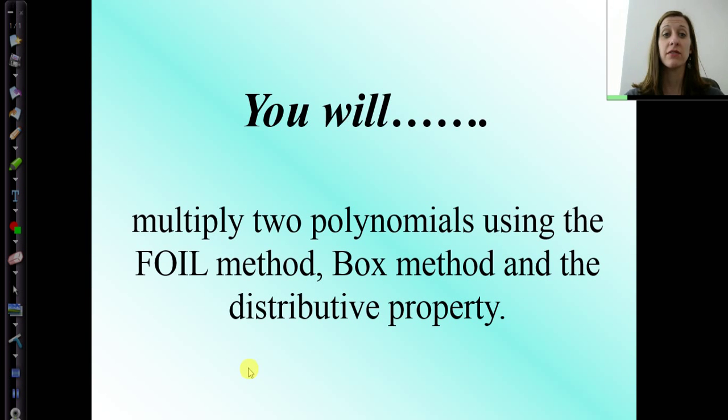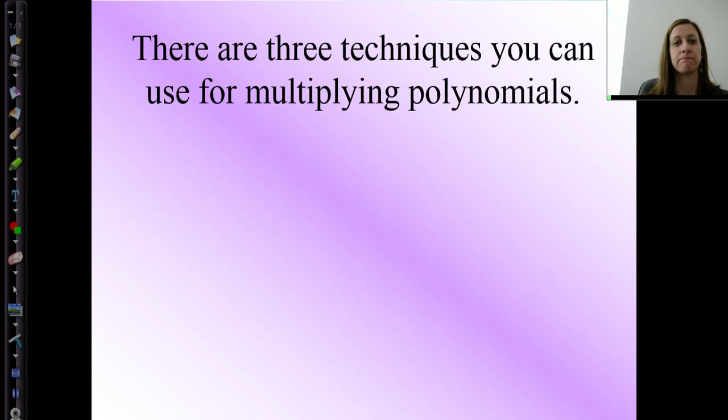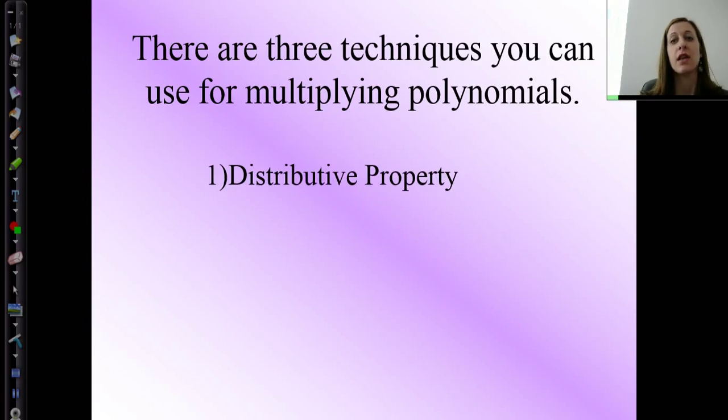Okay, so by the end of this video, you will be able to multiply two polynomials either using the FOIL method, the box method, or the distributive property. So again, there are three techniques for multiplying polynomials. The distributive property, which is going to be a review, but will look a little bit different today. FOIL, which will be a new technique for you. And then the box method, which will also be a new technique.